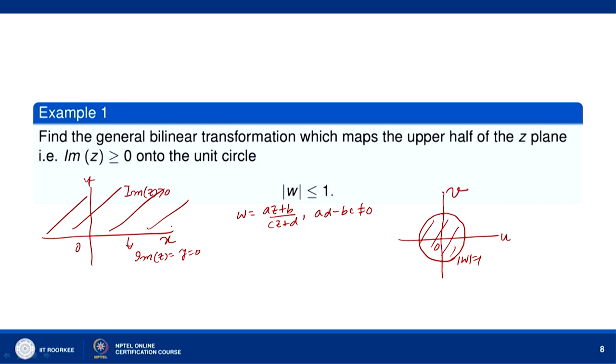Now, first thing that we notice is that if C is equal to 0, then AD is not equal to 0. So, A and D cannot be 0. So, then W is equal to A by D into Z plus B by D. We get a linear mapping. Under a linear mapping, Z equal to infinity goes to W equal to infinity, so this implies that the infinities in the two planes will correspond.